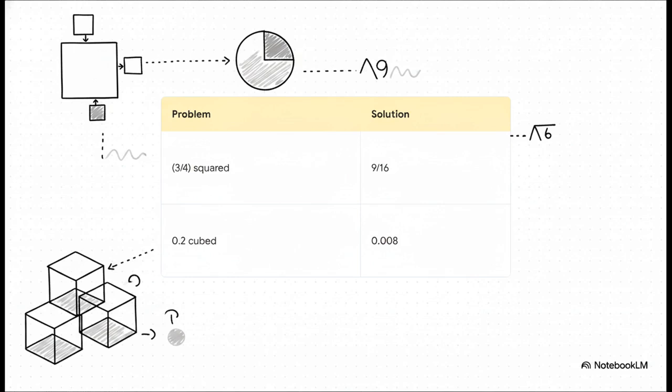When we square a fraction, like 3/4, we simply distribute the square. You just multiply top by top and bottom by bottom. 3 squared is 9, 4 squared is 16, leaving us with 9/16. And for decimals, like 0.2 cubed, you just multiply it out. 0.2 times 0.2 times 0.2 gives you 0.008. The core logic here hasn't changed one bit.